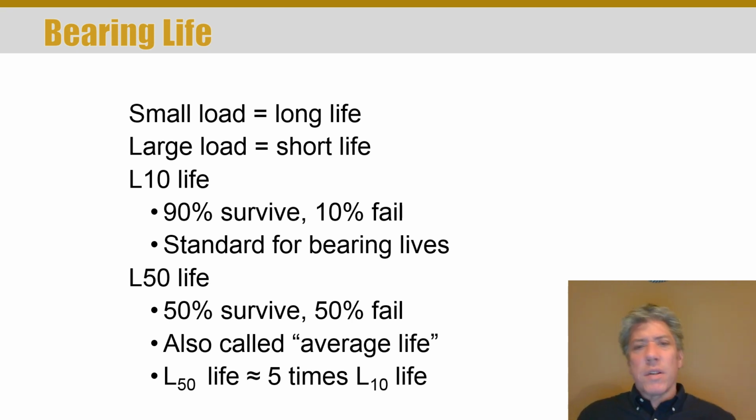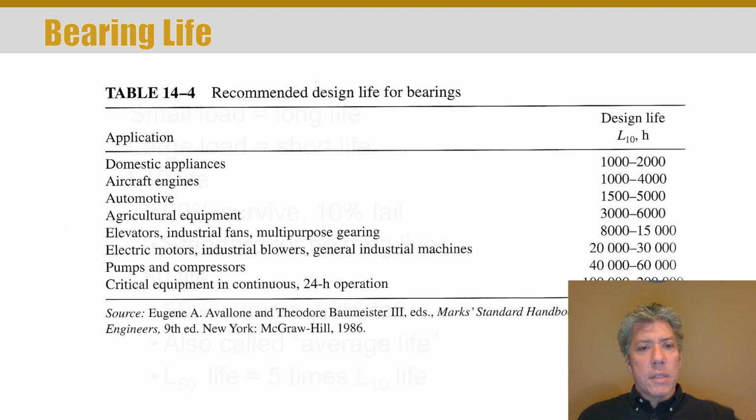This is basically the standard for bearing lives. Everybody uses it. The L50 life would be where 50% survive and 50% fail. Now this also is kind of special. It's called the average life, and it's about 5 times the L10 life, but that's not exact, and it depends on the bearing. L50 is less common than L10, but it is something you need to know about.